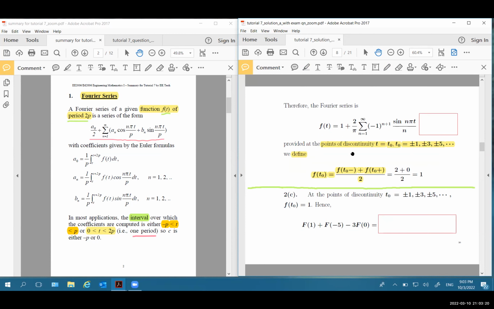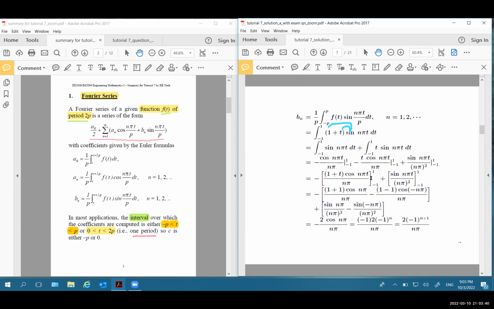And that's not the end because we've got some points of discontinuity, right? So earlier on, we know that it's plus-minus 1, plus-minus 3. At these points, you must define the function value to be the average of the 2 points, the left-hand limit and the right-hand limit.